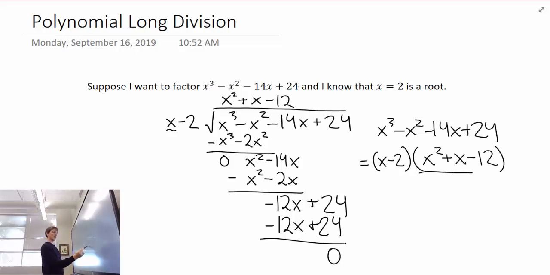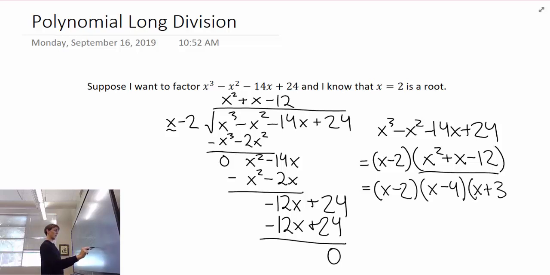And now what's left here is quadratic. So I can use factoring or the quadratic formula to take care of that last part. And in this case, it factors pretty easily into x minus 4 times x plus 3. Okay, so I finally found a full factorization for this cubic that I started out with. And I even know what the roots are. I know that the roots are x equals 2, 4, and minus 3. Not in order, but who cares?